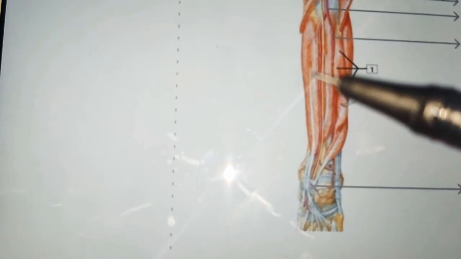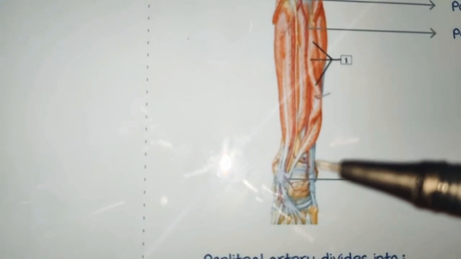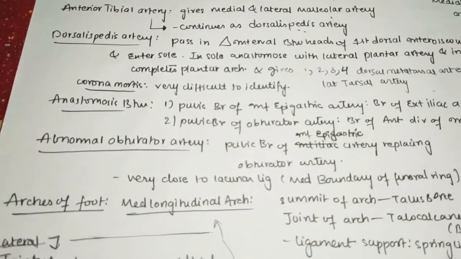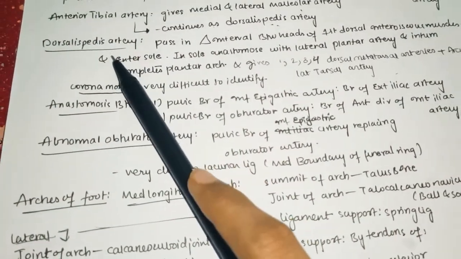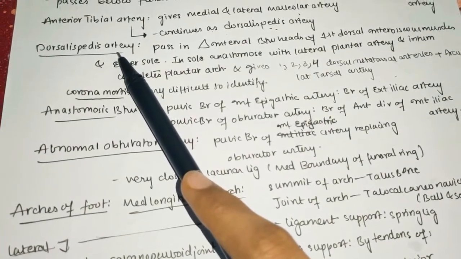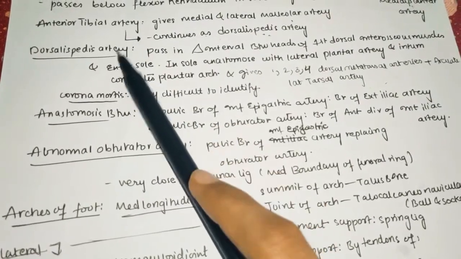But the anterior tibial artery will be continuous as the medial and lateral malleolar branches, and also the dorsalis pedis artery. Now let us see about the dorsalis pedis artery. If you remember, it's a continuation of the anterior tibial artery. The anterior tibial artery is divided into the medial and lateral malleolar arteries. So in between, the dorsalis pedis artery is a continuation of the anterior tibial artery.